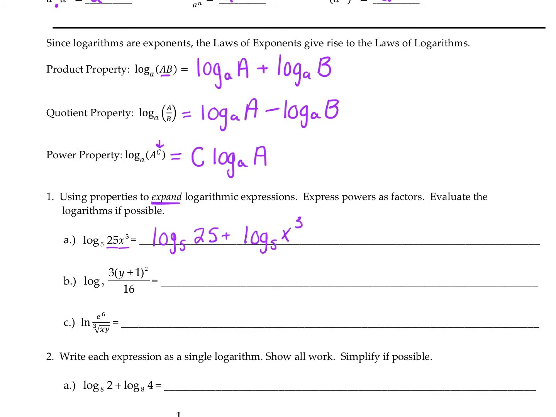Now, it's nice to simplify this because log base 5 of 25, I can actually simplify this. So that means it'd be like 5 to what power is 25? So that would be 2. So this would simplify to 2 plus, and then what I'm also going to do is this exponent is going to come down in front. So I would have 2 plus 3 log base 5 of x. And so this is how this first one would simplify.